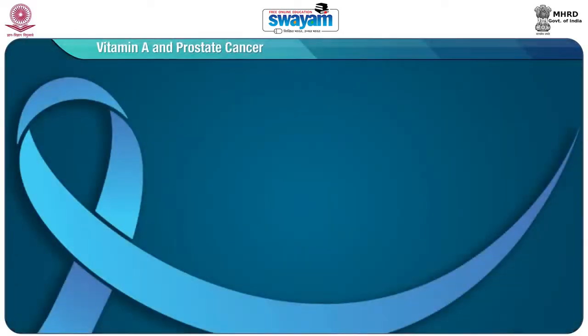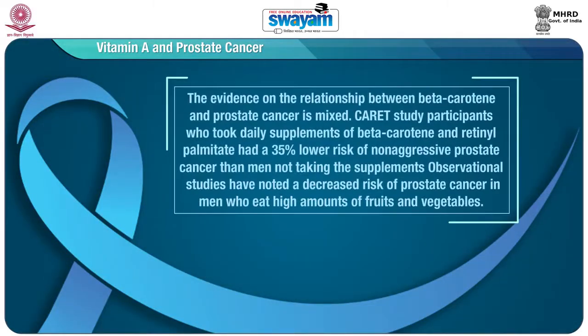Now, vitamin A and prostate cancer. The evidence on the relationship between beta carotene and prostate cancer is mixed. In the CARROT study, participants who took daily supplements of beta carotene and retinyl palmitate had a 35% lower risk of non-aggressive prostate cancer than men not taking the supplements.